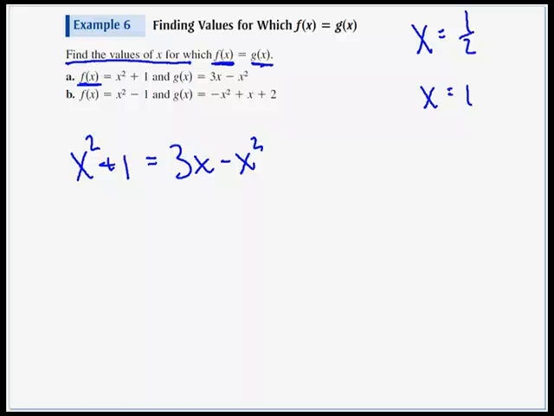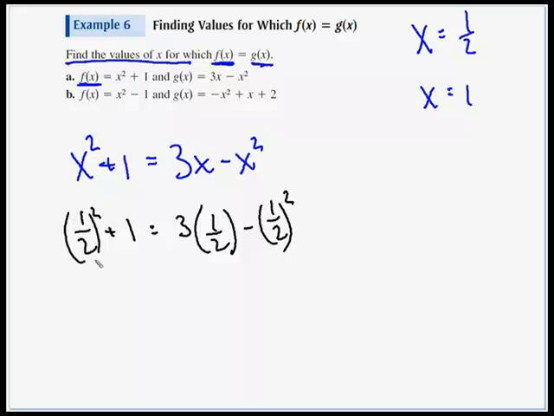And you know what this is telling us is that we should be able to plug 1/2 in for any x. This would be 1/2 squared plus 1 equals 3 times 1/2 minus 1/2 squared. So 1/2 squared is 1/4 plus 1. Does that equal 3 times 1/2 is 3/2 minus 1/4? So 1 plus 1/4 is 1 1/4, or 5/4.